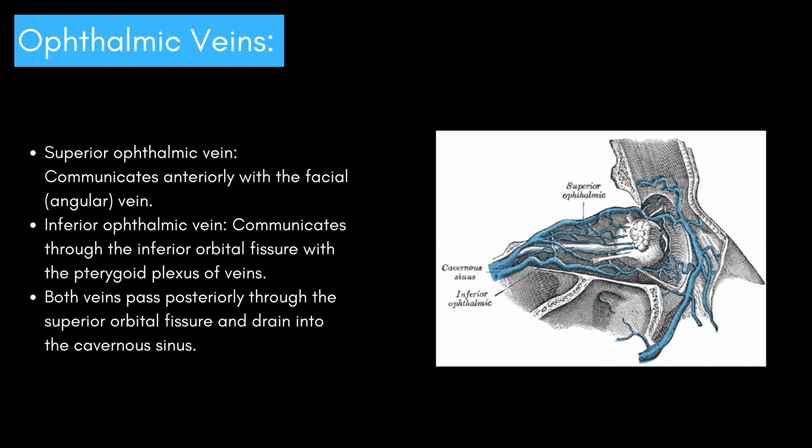Let's start off by taking a look at ophthalmic veins. Superior ophthalmic vein communicates anteriorly with the facial angular vein. Inferior ophthalmic vein communicates through the inferior orbital fissure with the pterygoid plexus of veins. Both veins pass posteriorly through the superior orbital fissure and drain into the cavernous sinus.